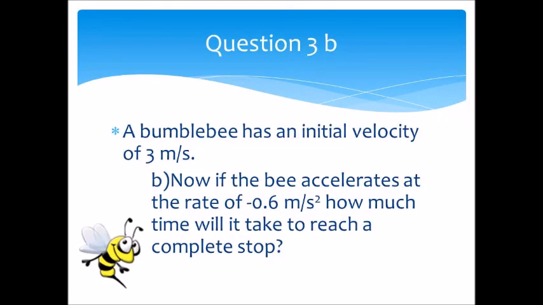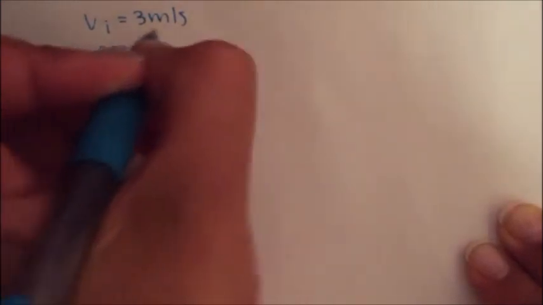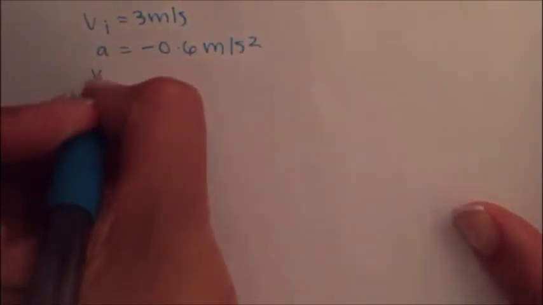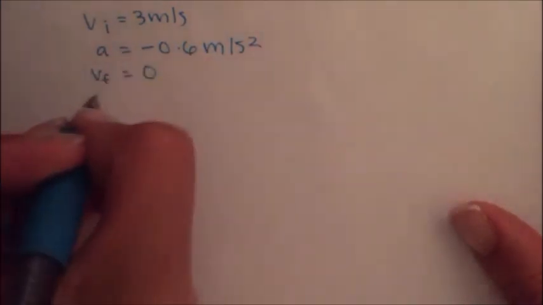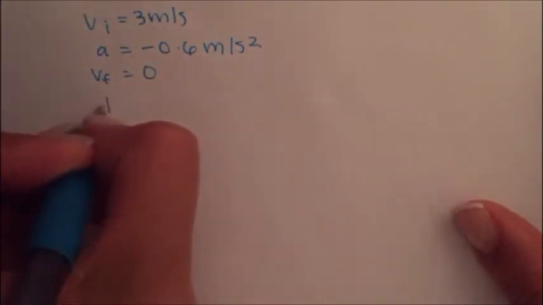Part B. Now if the bee accelerates at the rate of negative 0.6 meters per second squared, how much time will it take to reach a complete stop? So this one again, our initial velocity is going to be 3 meters per second. However, our acceleration now is going to be negative 0.6 meters per second squared. And because we're trying to figure out when it stops, we know the final velocity is going to be 0. We're trying to solve for the time.